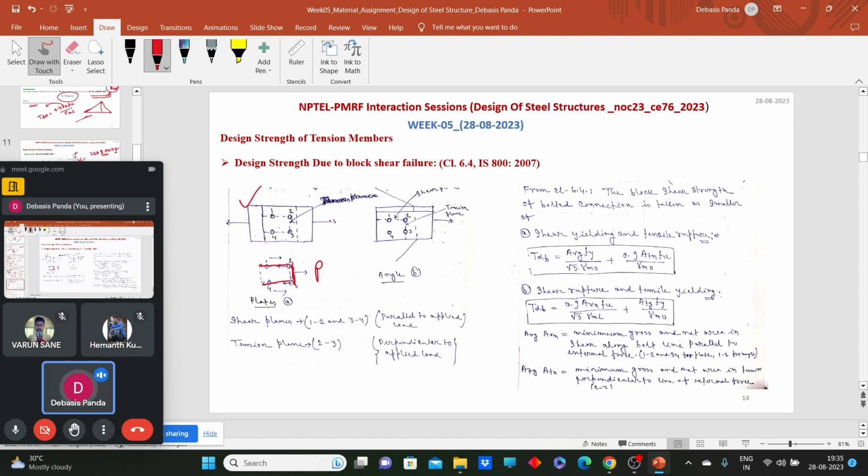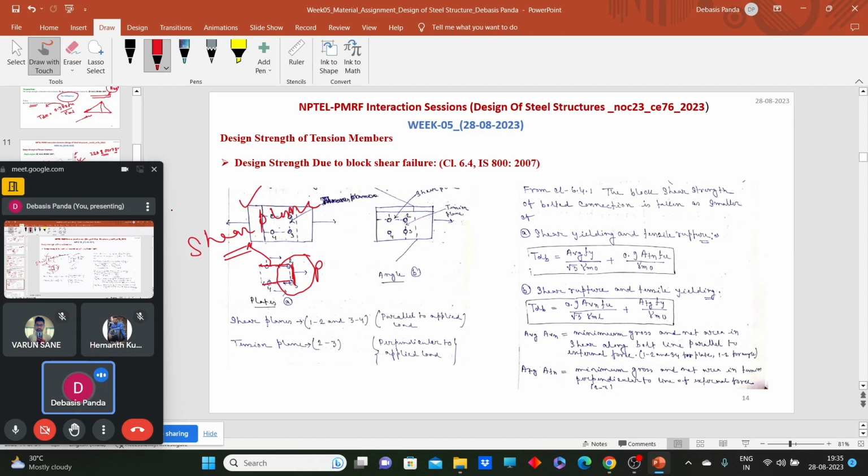Now this kind of failure can occur when either this shear plane can rupture, that means the shear plane will shear off, it reaches up to the ultimate strength, and this tensile part can yield. So the shear plane can rupture or the tension plane can yield. Either the shear plane can yield or the tension plane can rupture. So two phenomena can occur. We don't know which will occur in the actual structure, so we have to check against those two things.